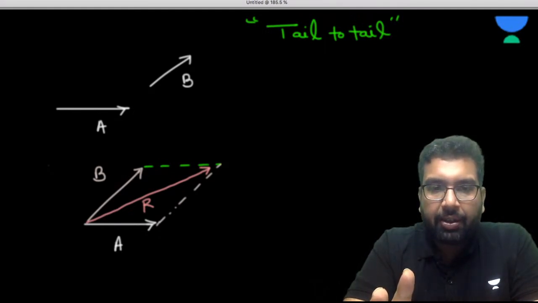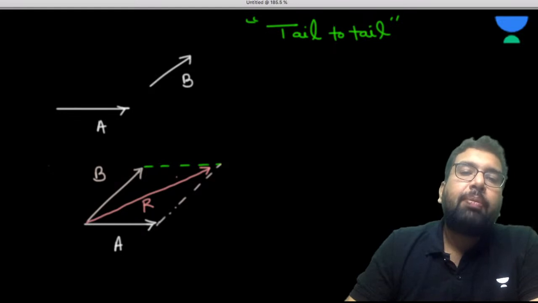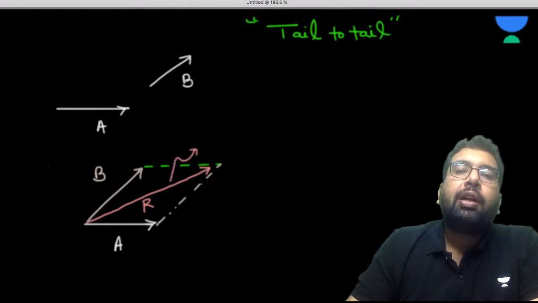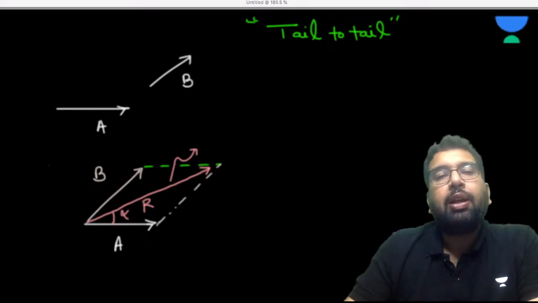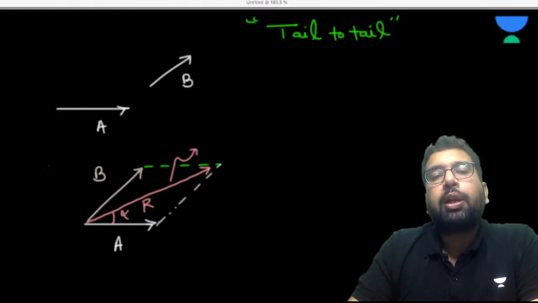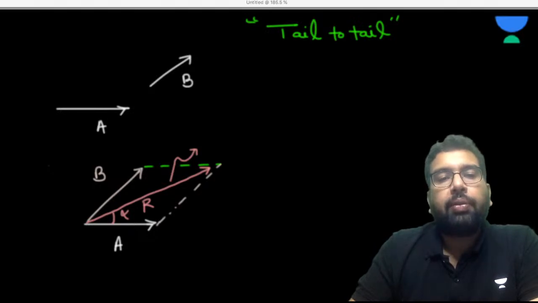Understood? So if you are able to find the magnitude of it and direction of it, right? This is alpha, magnitude of it and direction of it, you will have your resultant. Now, what is going to be the magnitude? You can do it graphically, and you can also do it through a formula. I'll just tell you the formula now.